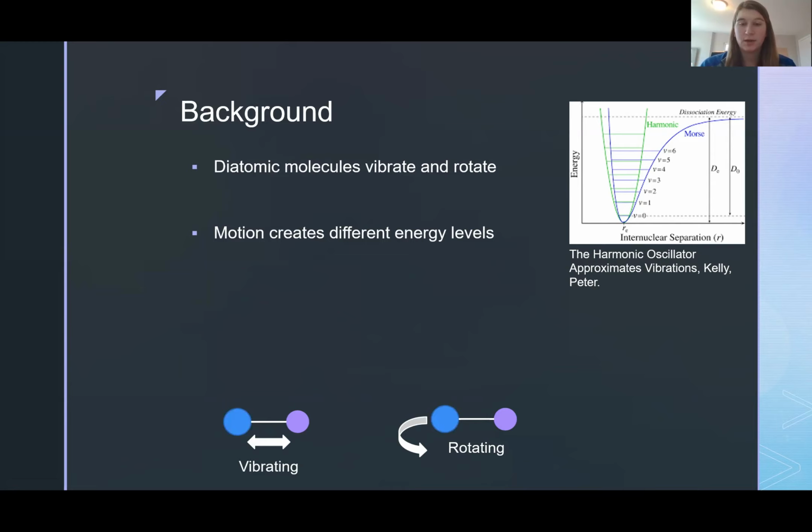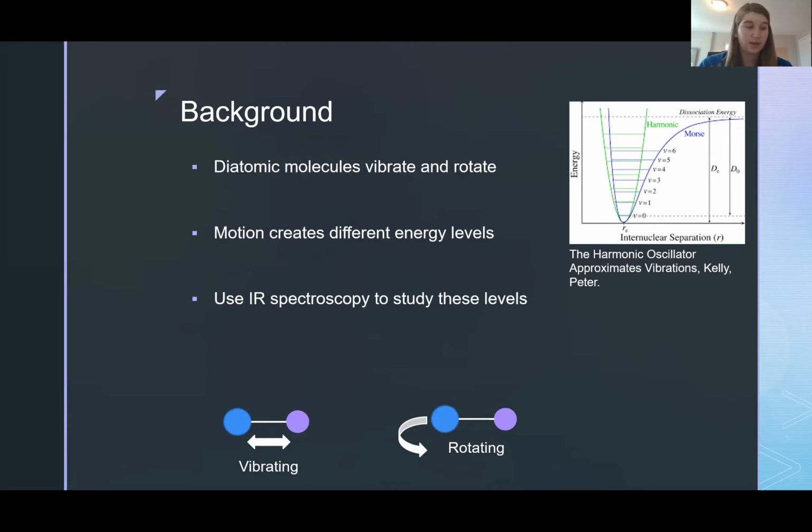Rotational motion, on the other hand, is often described as a rigid rotor. This is where the molecules rotate around each other at a fixed distance. However, these types of motion are not independent of each other. They cause changes in the other. Specifically, the rotational constant is dependent on the molecule's bond length. So as the molecule vibrates and causes the atoms to get closer together and farther apart, the energy required to rotate that molecule at a certain speed will change.